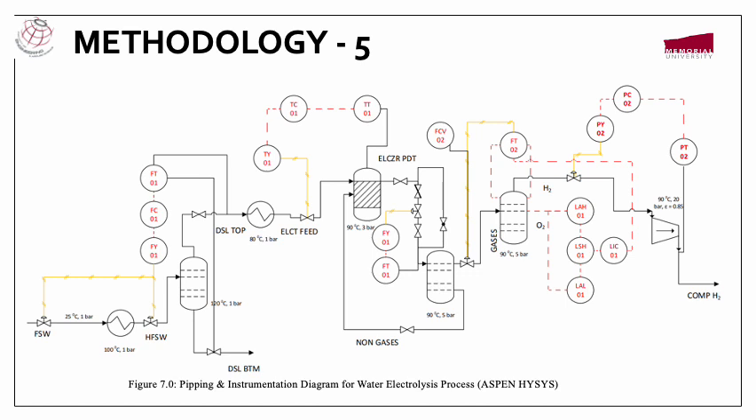From this figure 7, we see that from our Aspen, we were able to come up with a piping and instrumentation diagram for the water electrolysis process. So basically this diagram is just showing us the process flow from when the water is introduced into the hydrogen plant and passing through the following processes, and at the end of the day we are left with hydrogen and oxygen gases, with hydrogen gas being our main focus.